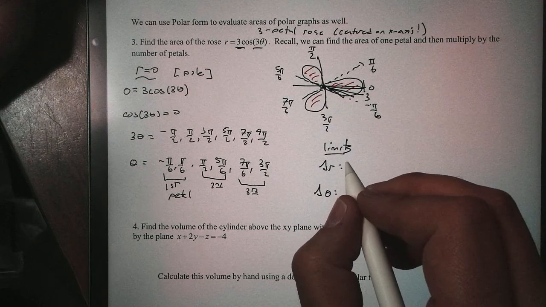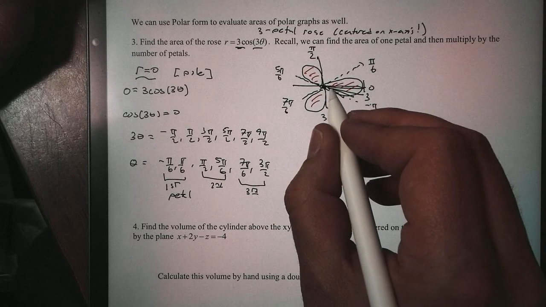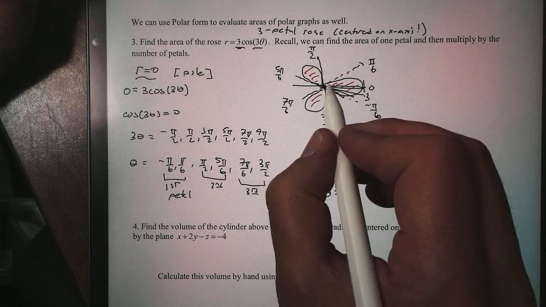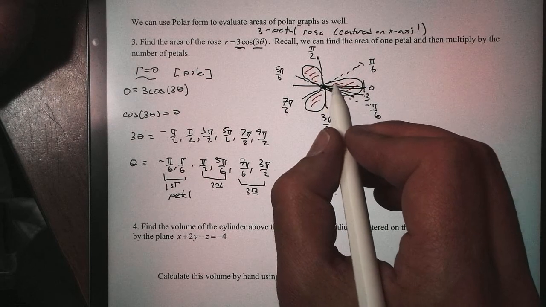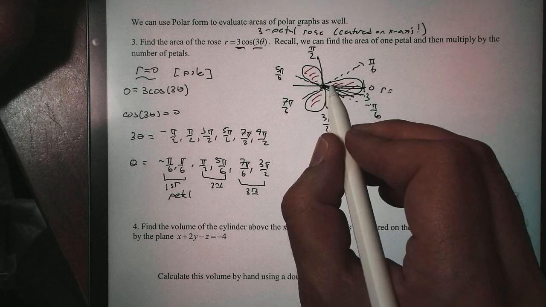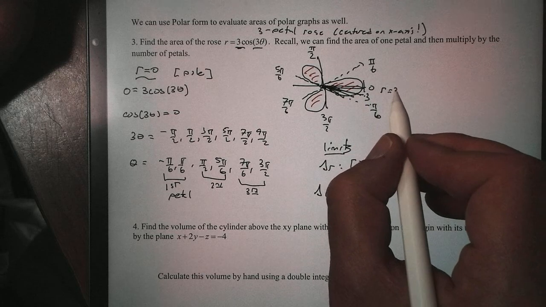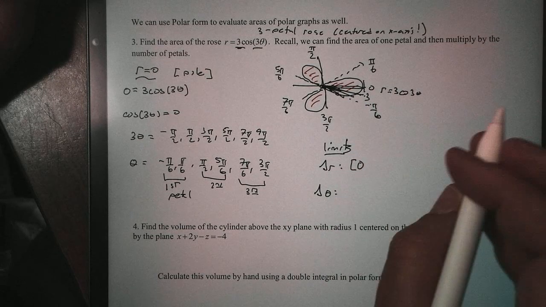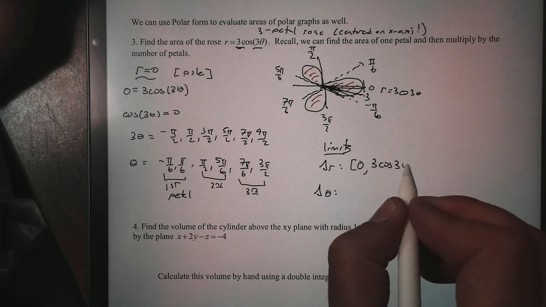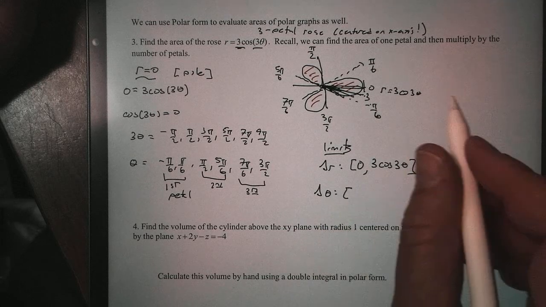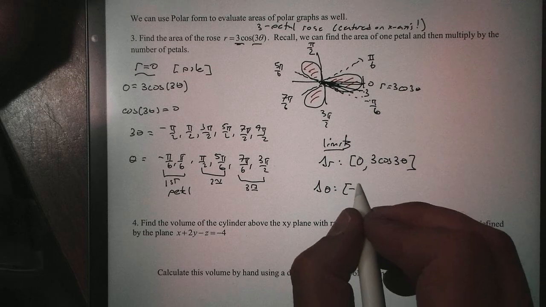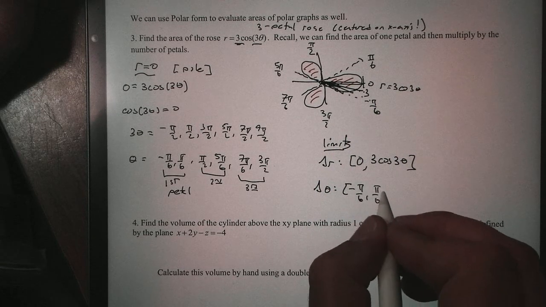So to get our radius, we're starting at 0. The biggest it could be is 3, but still be careful, because the radius is changing throughout. The radius is actually going all the way to the function itself, which is 3 cosine 3 theta. And theta, now be careful, we're going to restrict theta to only one of these petals. So we'll go from negative pi over 6 to positive pi over 6.